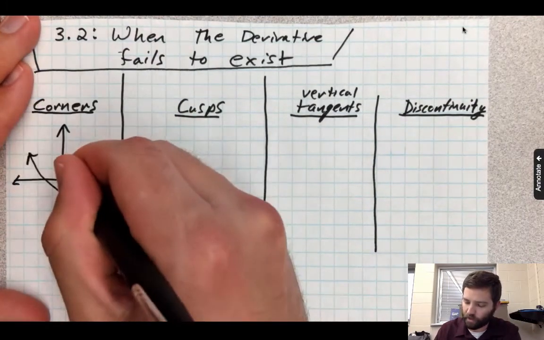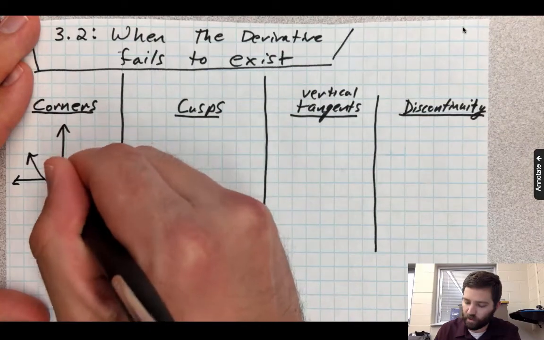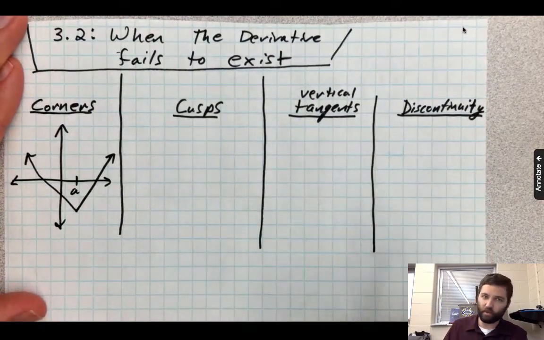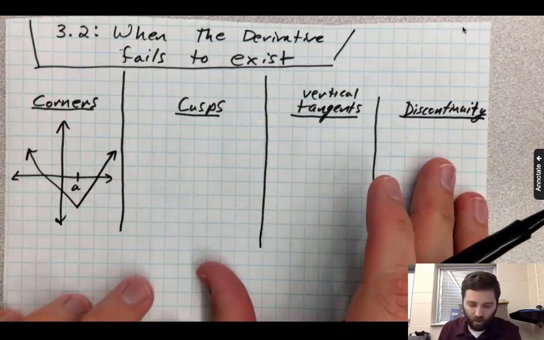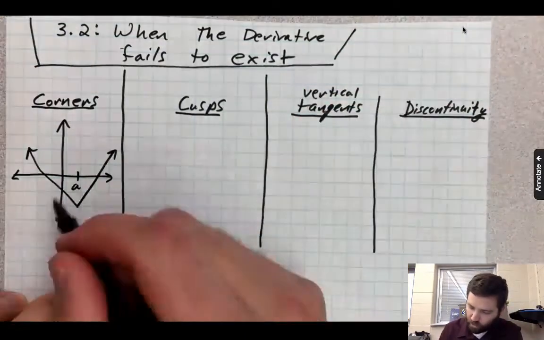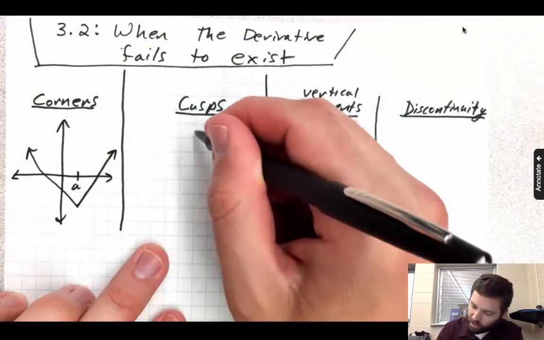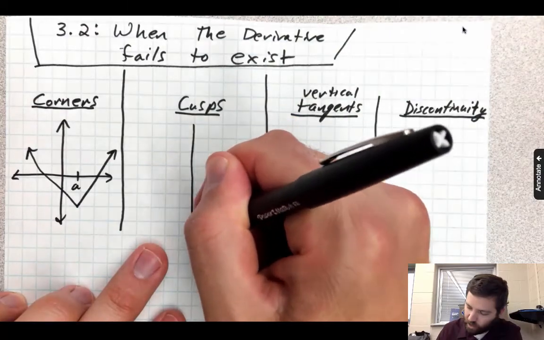Okay, so in fact all of these are not differentiable at x equals a. So I'll just put the a on all of the places where it's not differentiable. So there's a corner where two lines meet. Here's a cusp. Cusp is another situation.